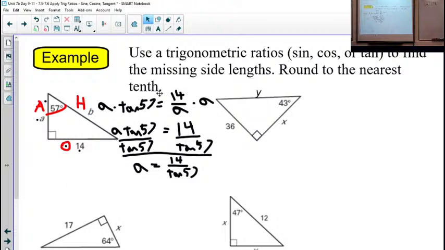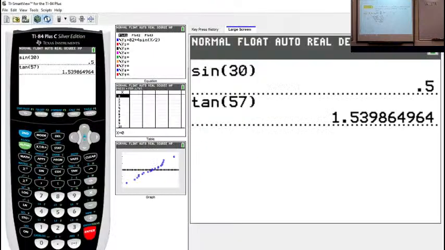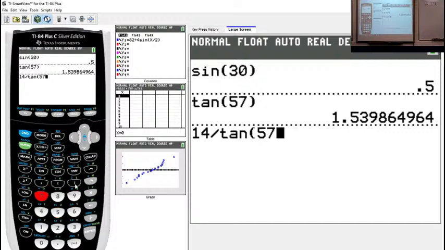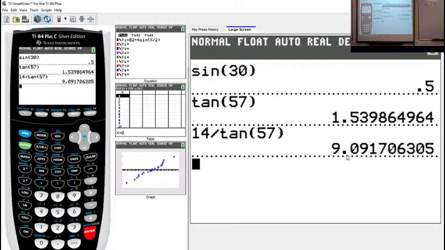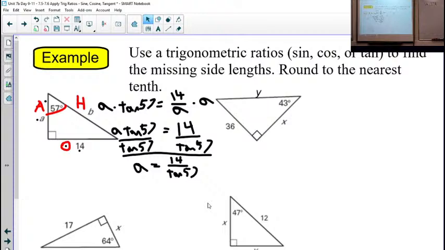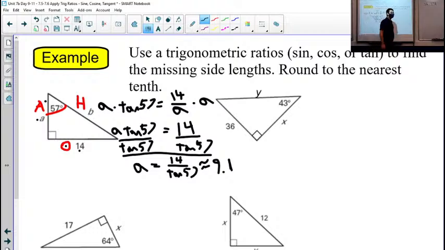We're going to round it to the nearest tenth, so we're going to round it to one decimal place. Here comes the calculator. 14 over the tangent of 57. Close your parentheses once you're done with tangent. 14 over that decimal, 9.0917, which to one decimal place we're going to round to 9.1. Questions on that?